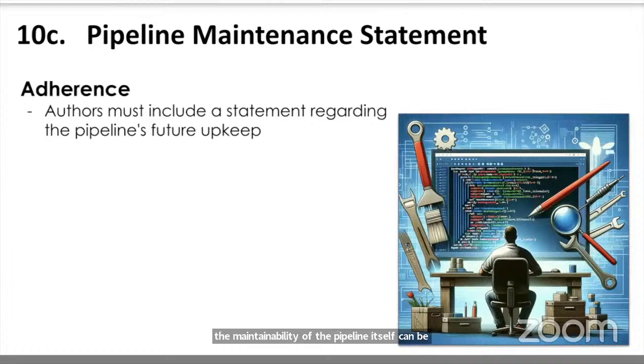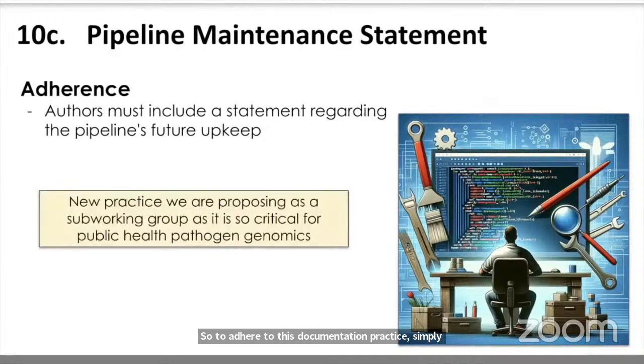So to adhere to this documentation practice, simply include some kind of statement about the upkeep of the pipeline. And I wanted to take some time during today's presentation to talk specifically about this documentation practice, because unlike the other practices in this document, this is really one that we don't see much of in the field. Instead, it's more of a new practice that we as a sub-working group wanted to propose to the community, given how critical sustainability is in public health pathogen genomics.